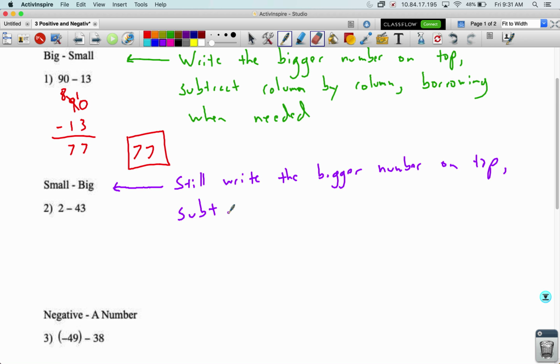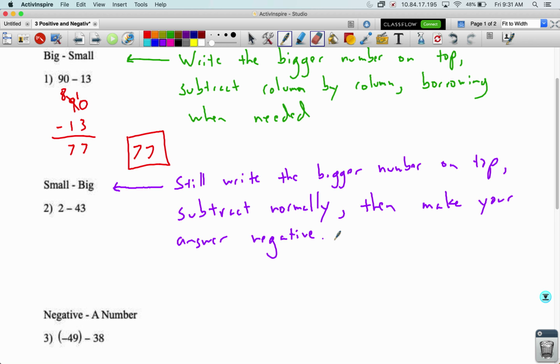And we're going to subtract normally. So still column by column, borrowing when needed. But then make your answer negative. Because we knew it had to be negative. If I'm doing a small number minus a big number, I know my answer has to be negative. Now I'm going to find the difference between these numbers by still doing the bigger number minus the smaller number, but then I'm going to make the answer negative.